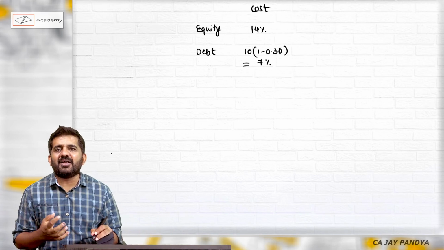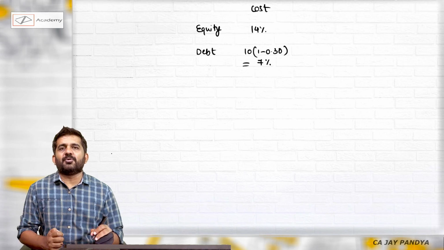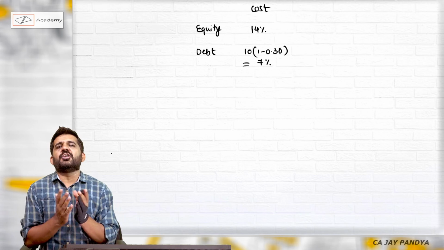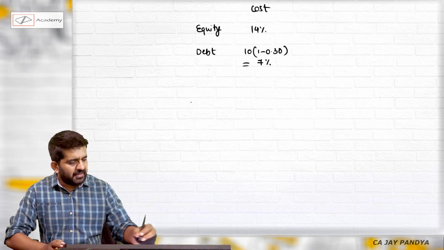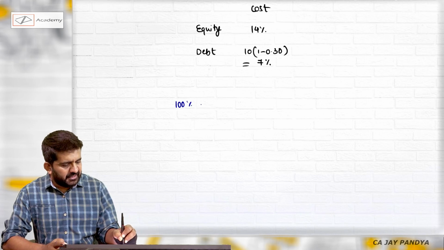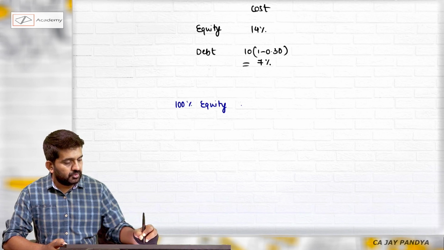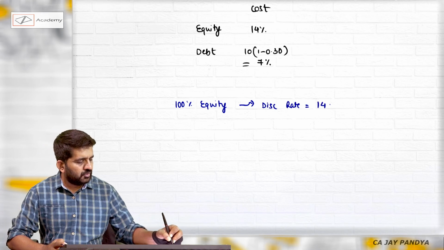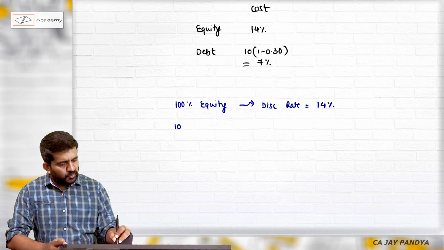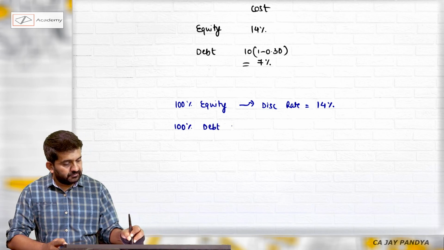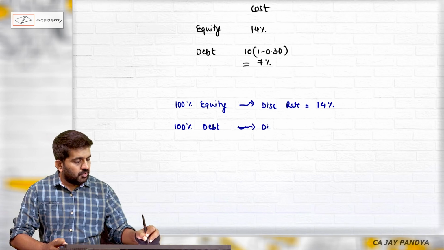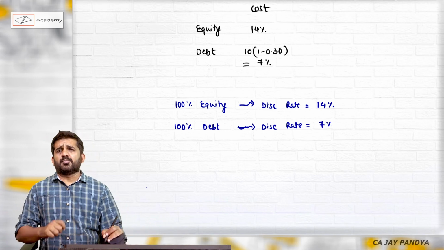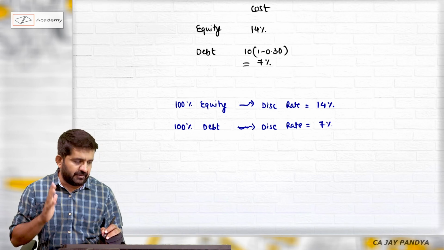You need to tell me whether you are going to go for all equity, whether you are going to go for all debt, or 50% equity or 50% debt. Otherwise, I cannot give you a discount rate. If you tell me I am going to go for 100% equity, your discount rate will still remain 14%. If you are going to go for 100% debt, your discount rate is going to become 7%. If it is post-tax cash flow; if it is pre-tax cash flow, it will be 10%.